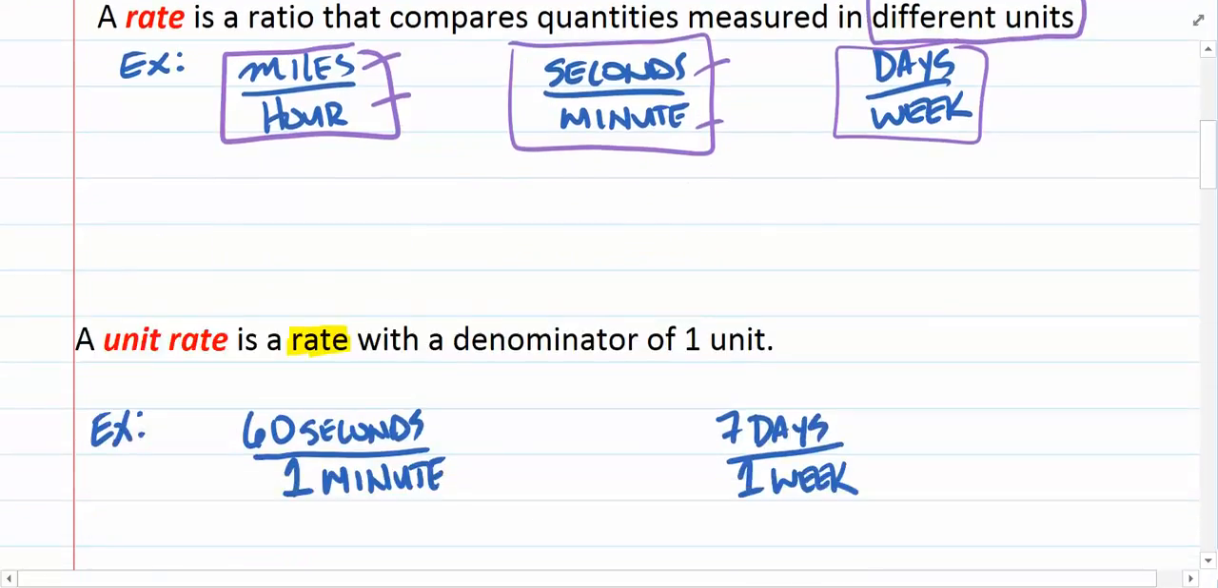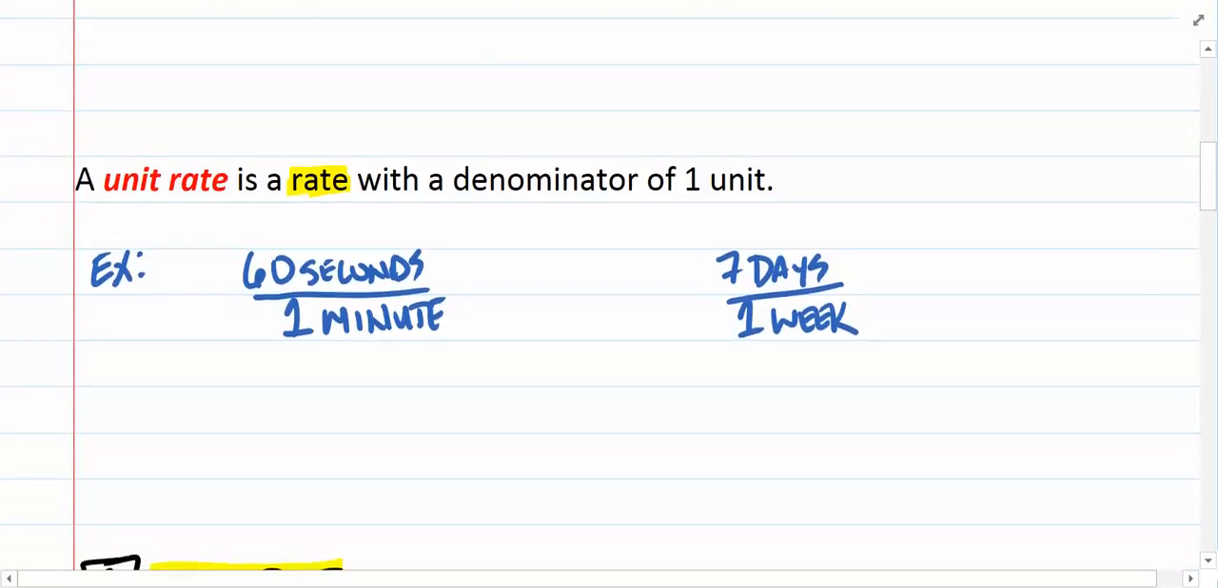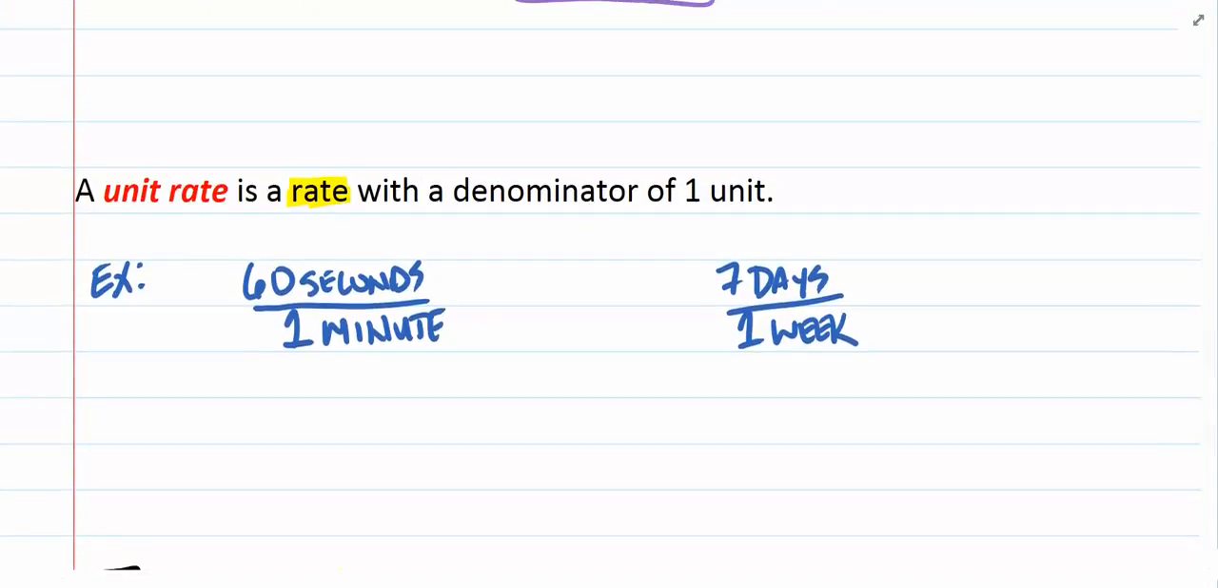The third definition I want to talk about is a unit rate. A unit rate is nothing more than a rate with a denominator of 1 unit. As an example, 60 seconds for 1 minute is a unit rate. 7 days per 1 week is a unit rate because my denominator is 1 unit. We're going to use these in the examples above.